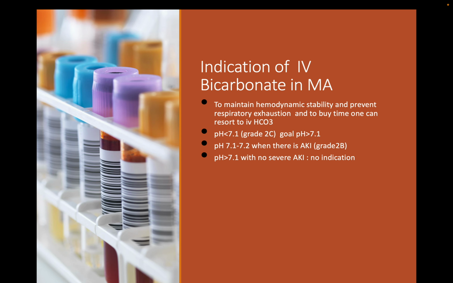If pH is 7.1 to 7.2 and AKI is significant where they are present, then you can give bicarb. So I'll once again repeat, if pH is less than 7.1, you generally give bicarb to maintain bicarb around 15 to 18 to prevent the respiratory compromise and all.